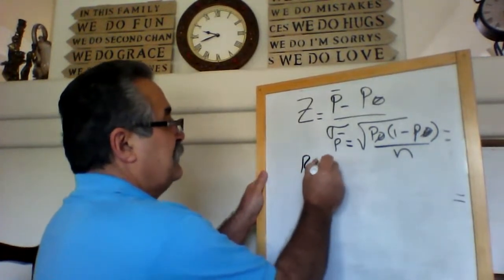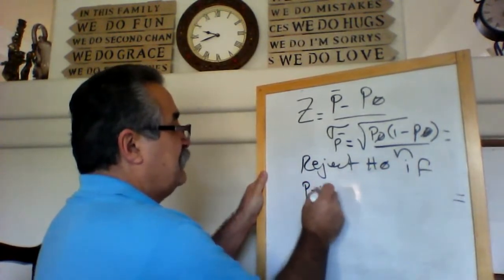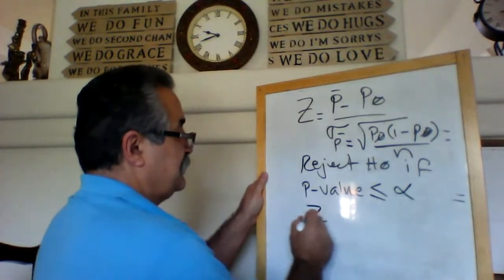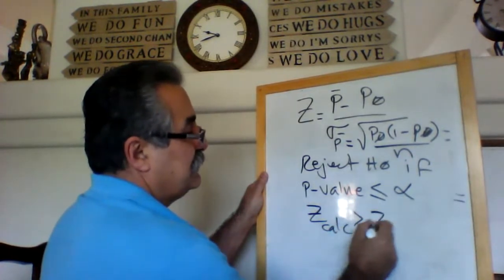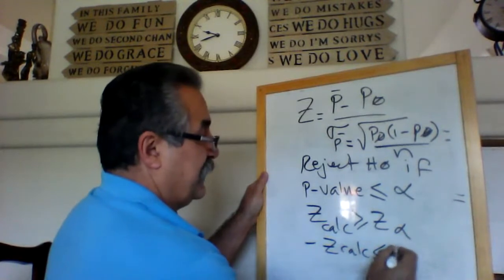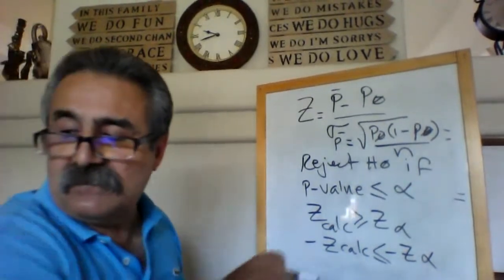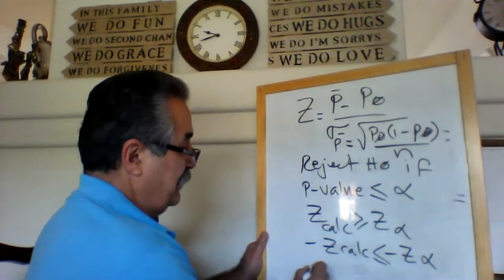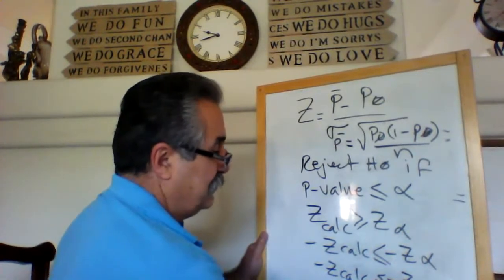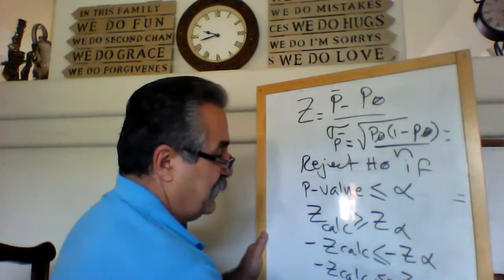So reject H0 if the p-value is less than or equal to alpha; z calc greater than or equal to z sub alpha for the upper tail; negative z calc less than or equal to negative z sub alpha for the lower tail; and the same thing for two-tail, with z sub alpha over 2: negative z calc less than or equal to negative z sub alpha over 2, and positive z calc greater than or equal to z sub alpha over 2.